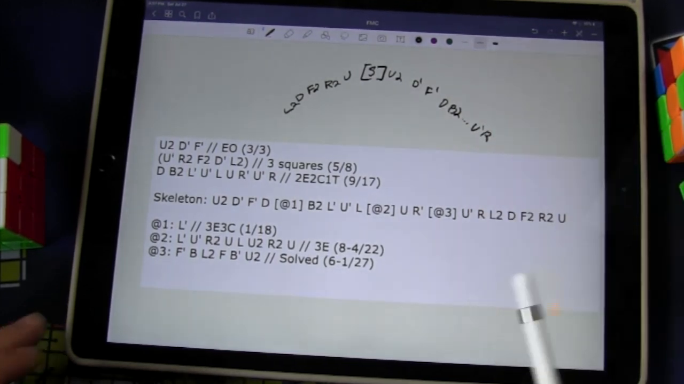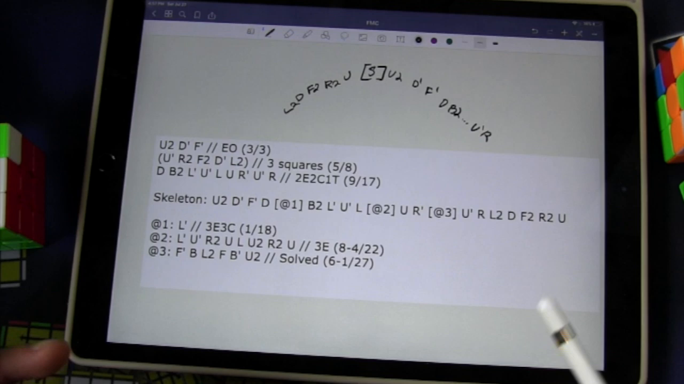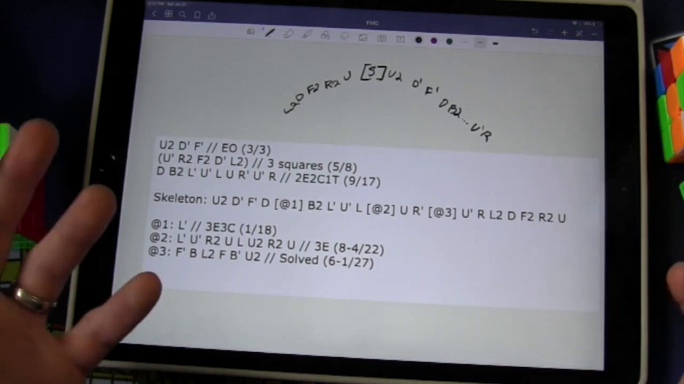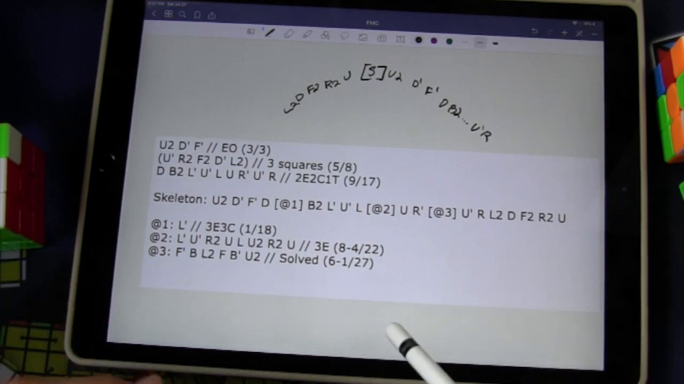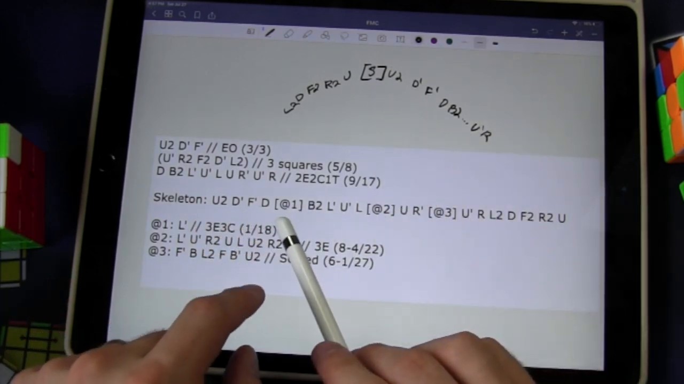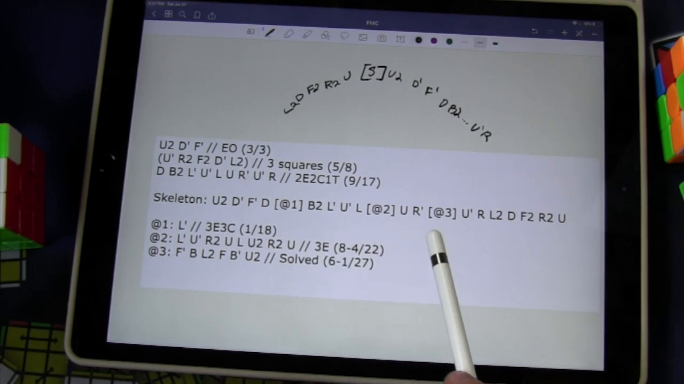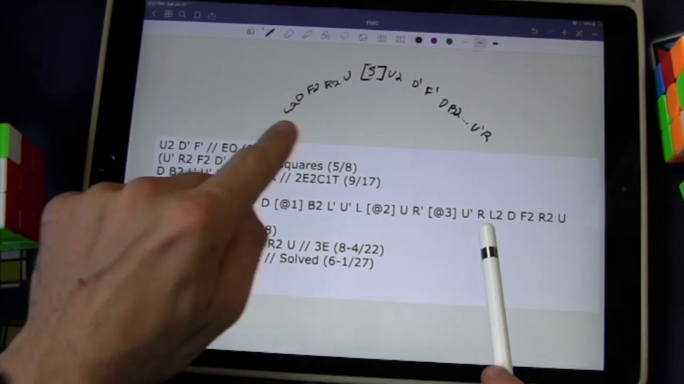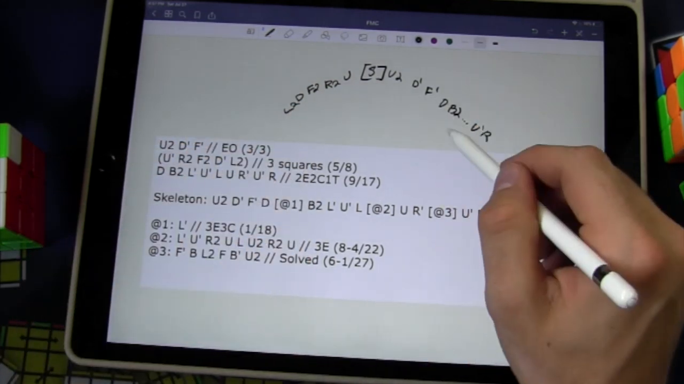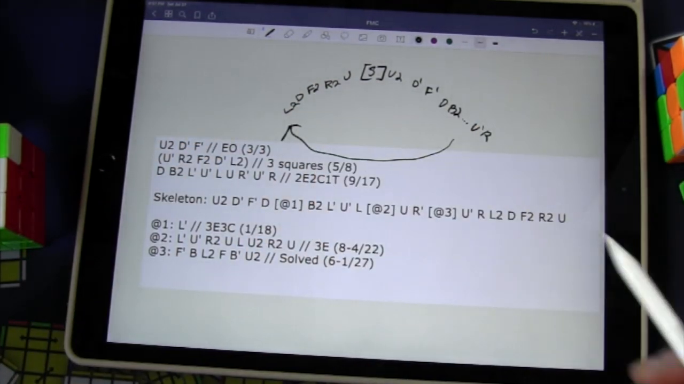And if you look, my skeleton, the term skeleton is your solution up to a certain point. So, you know, the bare bones of what you have until you fill it in. U2, D prime, F prime, D, ignore that for right now, so on and so forth till we get to U prime R, and then we've got the L2, D, F2, R2, U. So imagine if this is one big circle and leads back to right there.